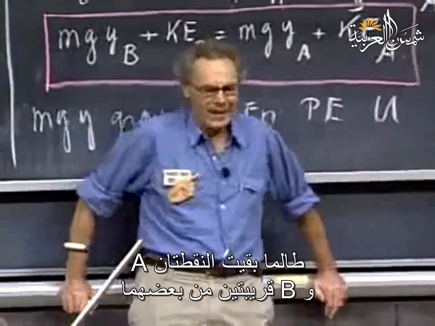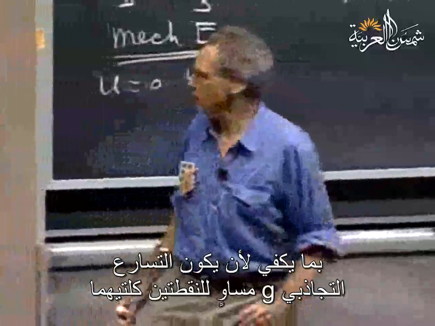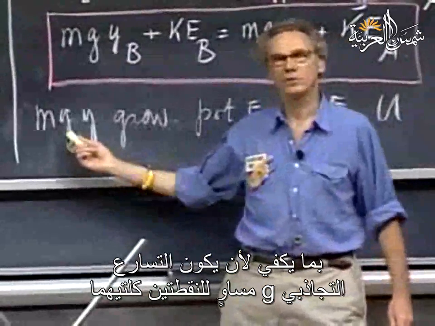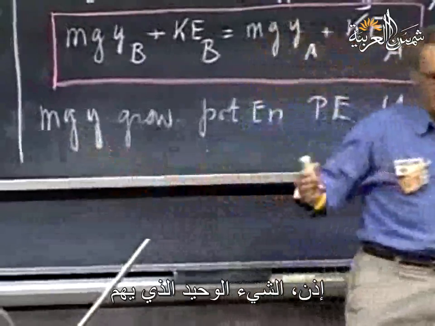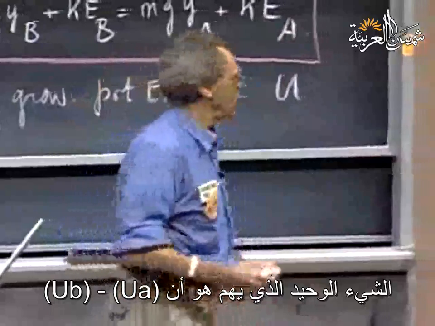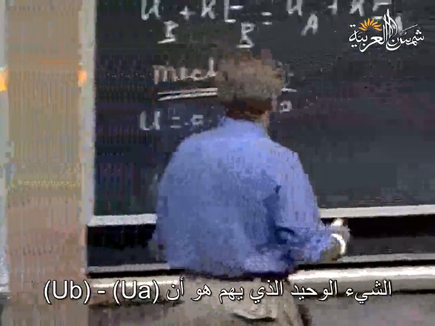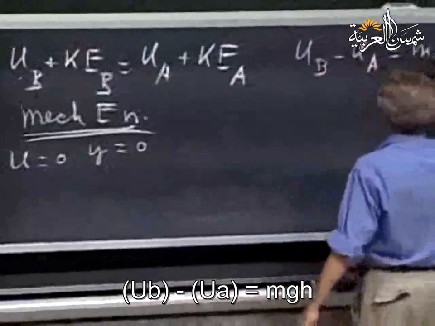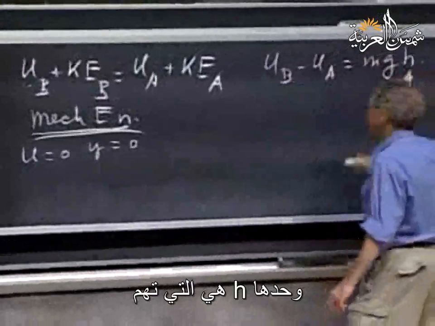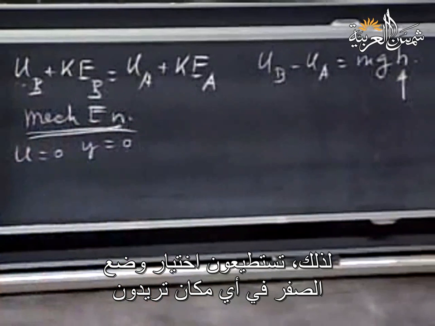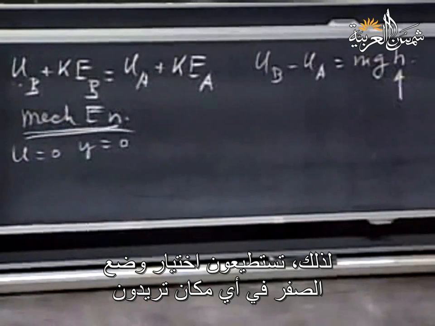It doesn't matter, as long as point A and point B are close enough together that the gravitational acceleration, g, is very closely the same for both points. The only thing that matters then is how far they are separated vertically. The only thing that matters is that U_B minus U_A would be mgh. It is only the h that matters. And so you can then simply choose U zero anywhere you want to.